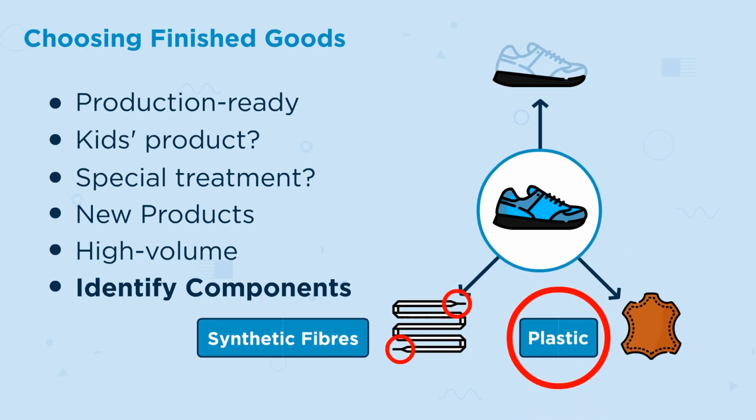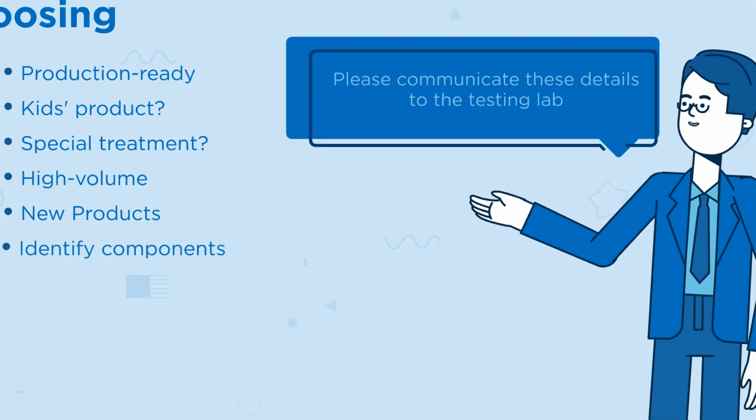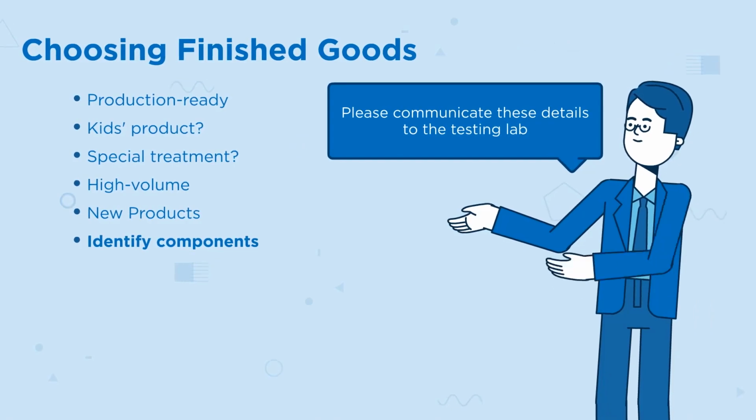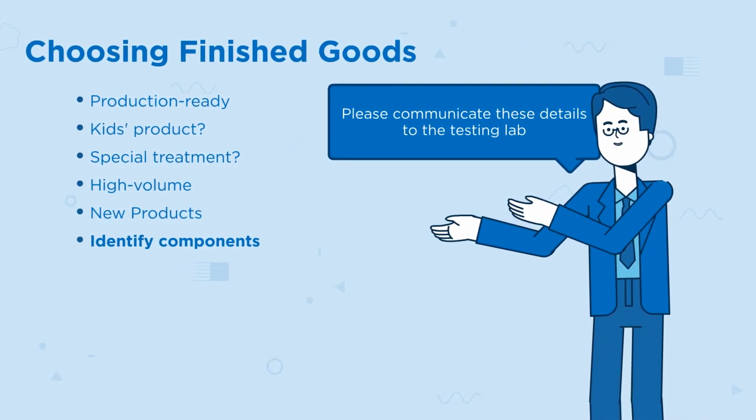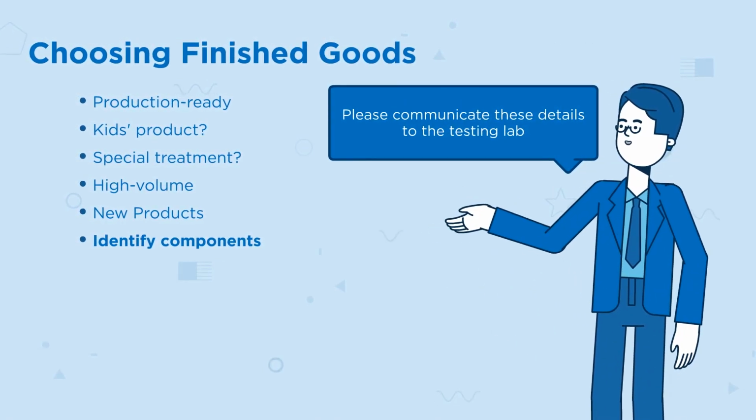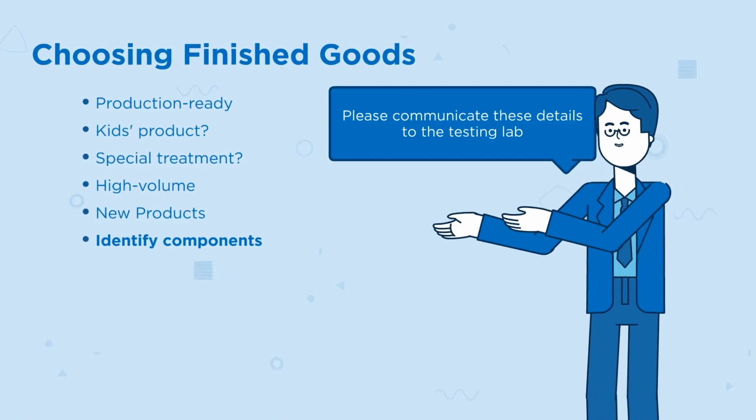As you can see, some products can be very complex with many material types. Please communicate these details to the testing lab. You also need to check with the lab to make sure they have enough sample. For example, the laces from one pair of shoes could be less than 20 grams.